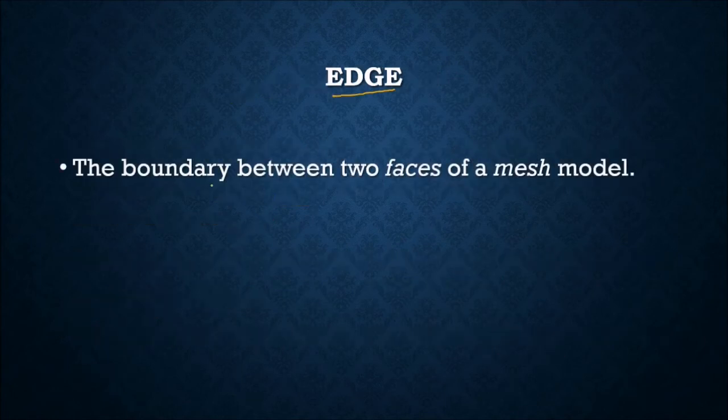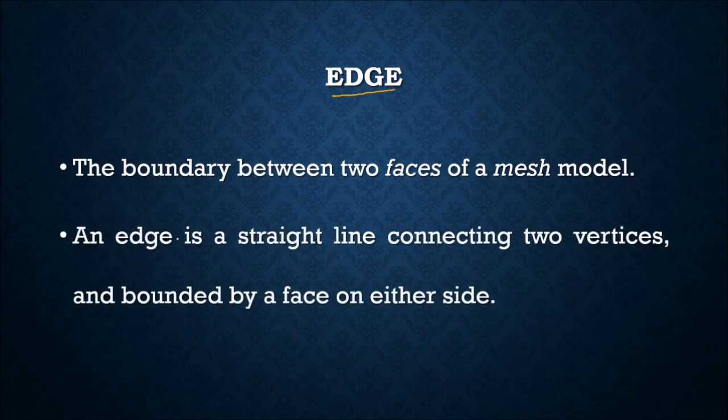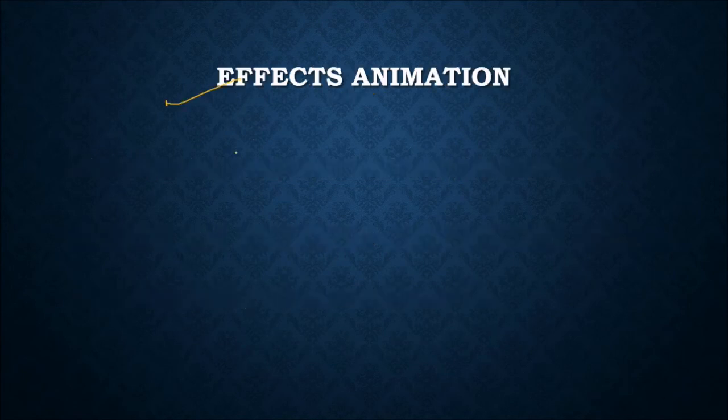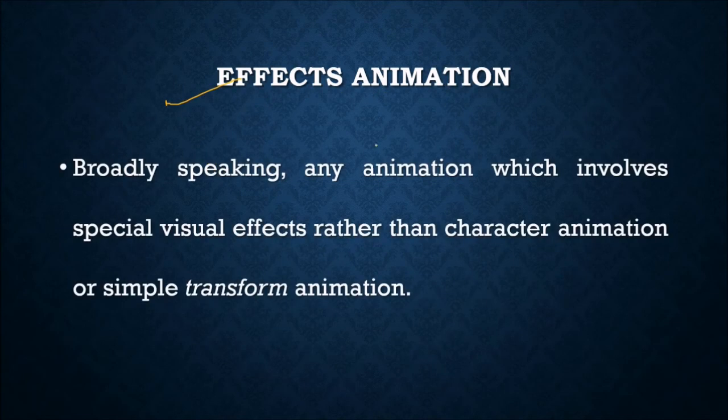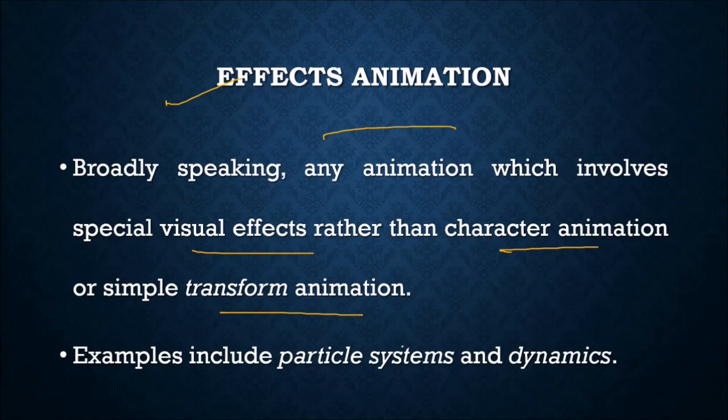What is an edge? The boundary between two faces of a mesh model is the edge. So an edge is a straight line connecting two vertices and bounded by a face on either side. What is effects animation? Any animation which involves special visual effects rather than character animation or simple transform animation. Examples include particle systems and dynamics.